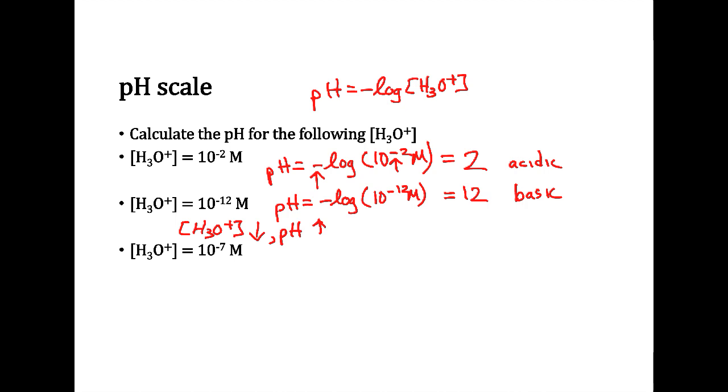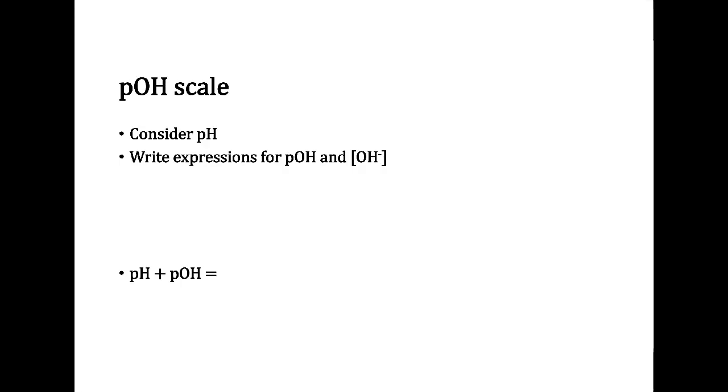And then finally, for this last example, we have pH is equal to the negative log of our concentration, which is 10 to the negative 7th molar, and this equals 7. So this would mean that our solution is in fact neutral. So we'll see the pH scale a lot, but now that we're in a different class, we're going to introduce this concept of pOH. So what we want to do is we want to think about where we started with pH. So recall that pH is equal to the negative log of H3O plus.